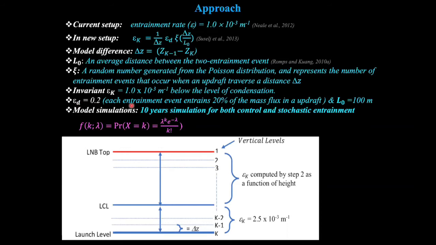This is taken from one of the papers, Roms and Kwan. So they came up with these values from larger simulations, basically. Because these are unobservable, we don't observe them, so we use LES for estimating them. And then L0 was prescribed as 100 meters. And then we have this stochastic mixing.